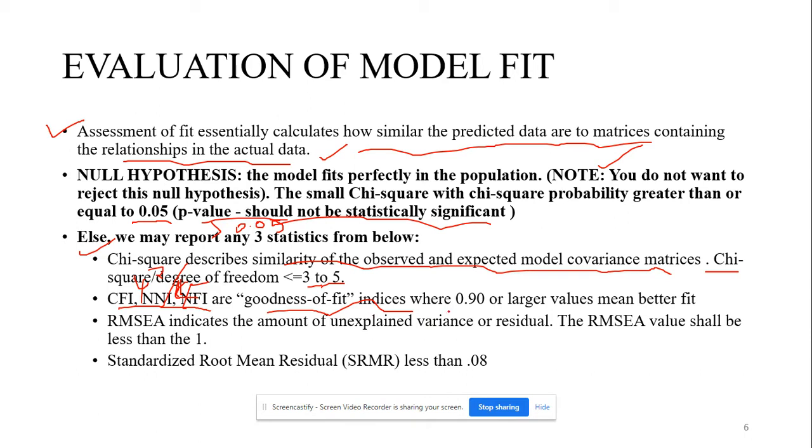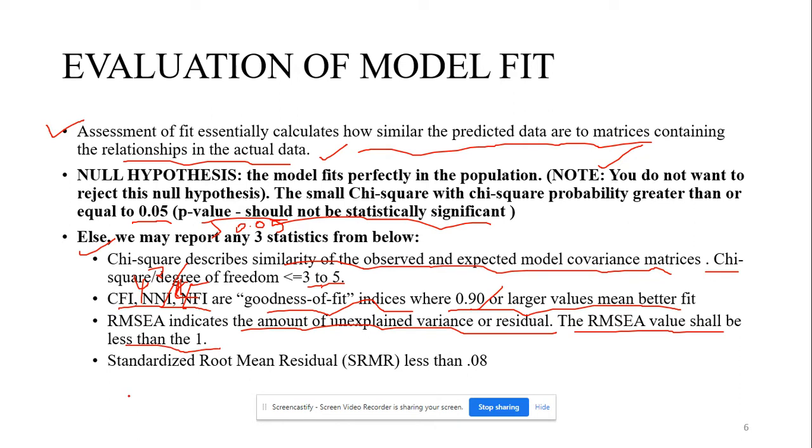These goodness of fit ratios should be 0.9 or more than 0.9. The maximum, of course, can be up to 1. So normally we are looking at 0.9 or more. Root mean squared error of approximation is RMSEA. This ratio indicates the amount of unexplained variance or residuals. So this RMSEA value should be less than 1.